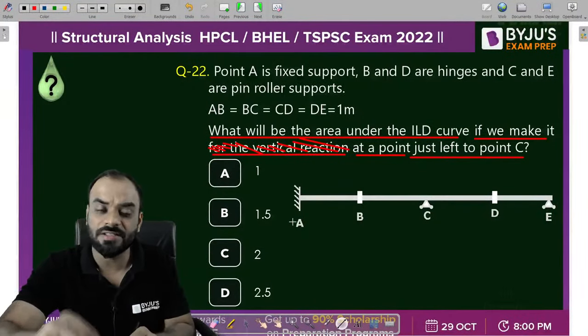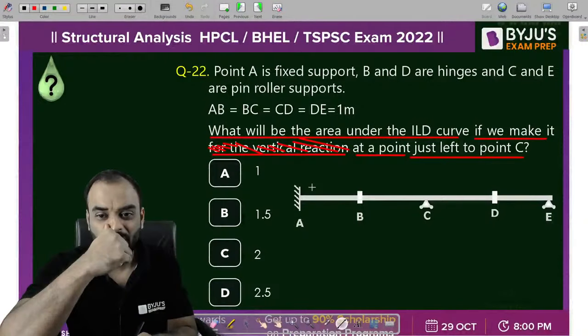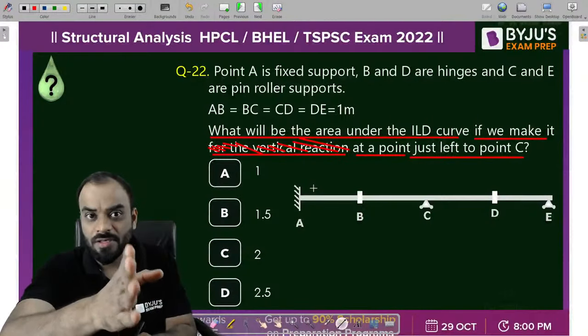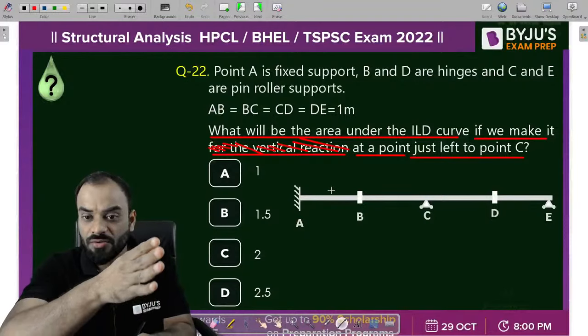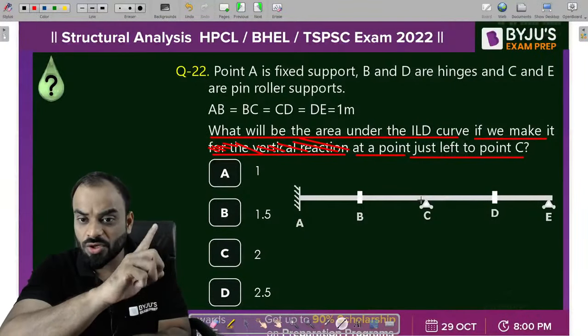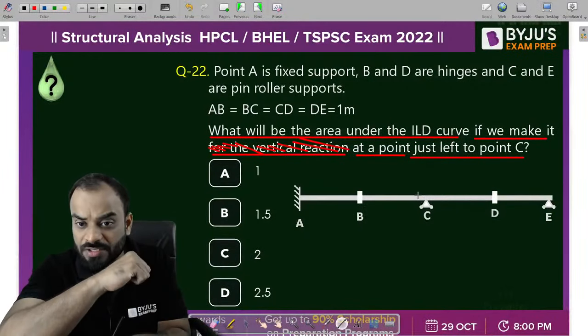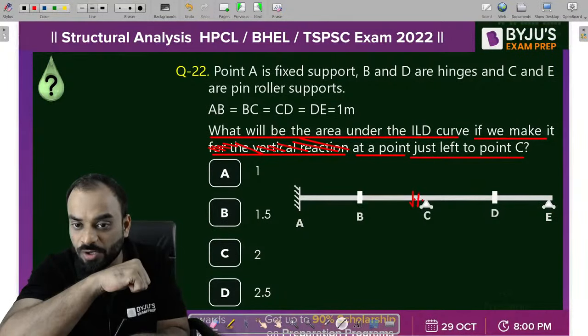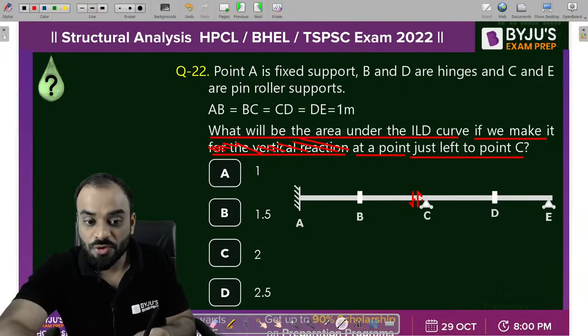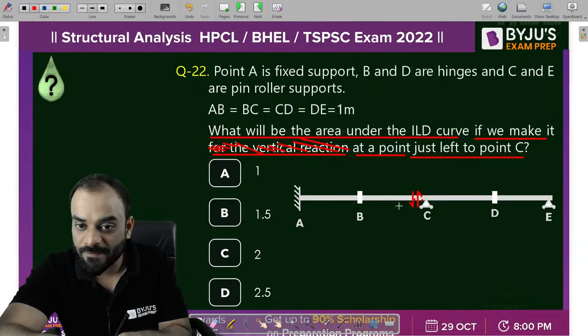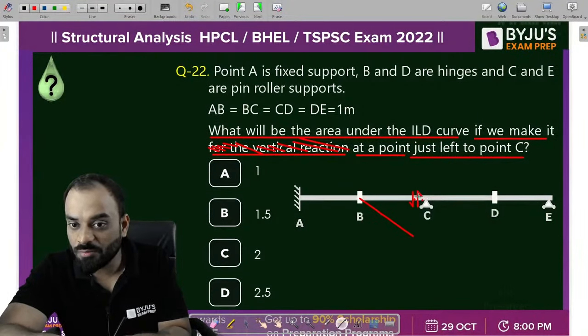Okay, kindly consider in this particular case, you need to draw the ILD. Listen carefully. You need to draw the ILD for shear force, not for vertical reaction. It should be shear force, which is just left of point C. So left of point C means this one. So this should be downward and this point is downward and this point should be upward. Correct? Now, if you draw the ILD, then how does it look? This portion will deviate in the downward direction, which should be like this. And this portion will move upward.